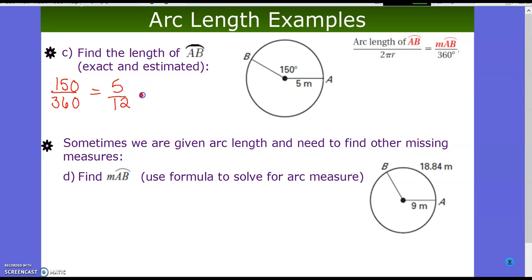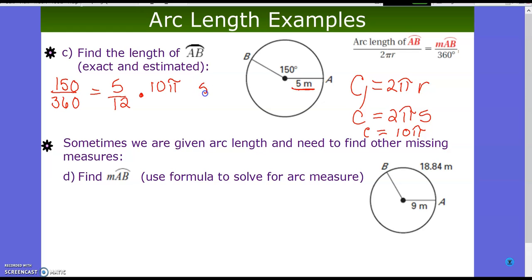I multiply that by the circumference of the circle. So circumference is, again, remember, 2 times pi times your radius. Here I have a radius of 5. I've got 2 times pi times 5. My circumference, if I want to leave it in terms of pi, is going to be 10 pi. So I take my ratio of my arc measure compared to 360, and then I'm multiplying it by my circumference.